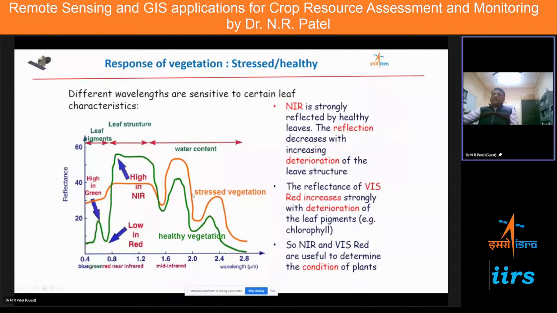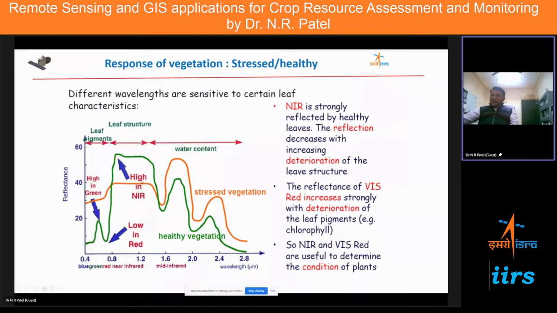So here you see what stress vegetation is, how it appears in the electromagnetic spectrum, the spectral curve. If there is a healthy vegetation, what will happen? Healthy vegetation means good photosynthesis, chlorophyll concentration is more, so more absorption of visible wavelength. As a result, its reflectance is less. But in NIR, if the cell wall is healthy, its scattering in the NIR region is more, because there is multiple scattering that takes place at the cell wall interface. So healthy cell wall, healthy structure, more scattering.